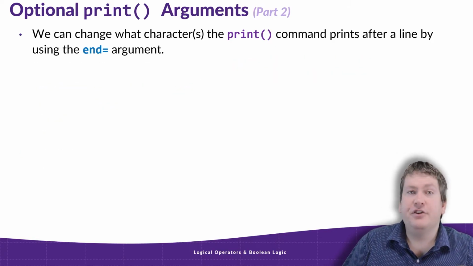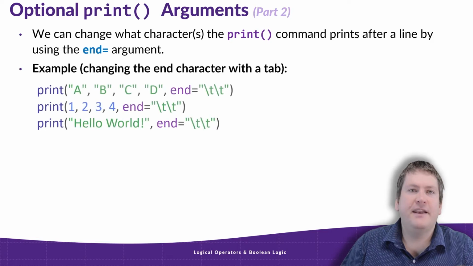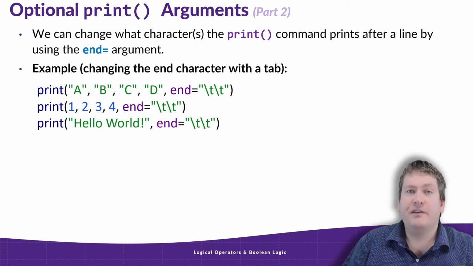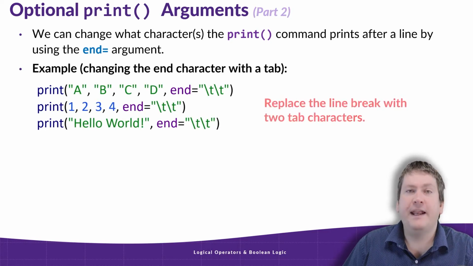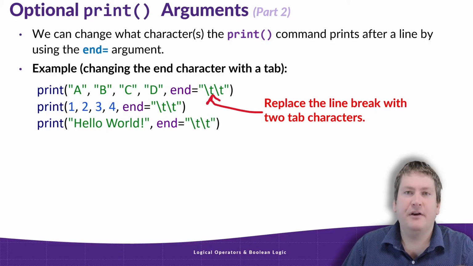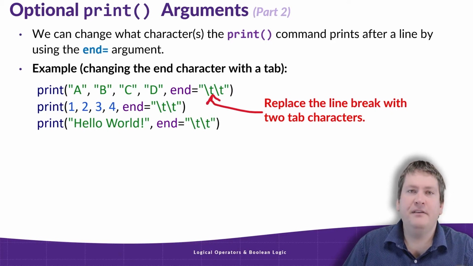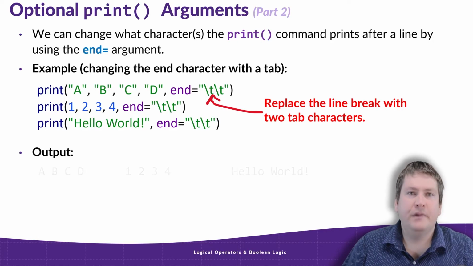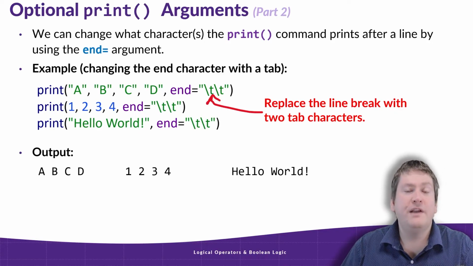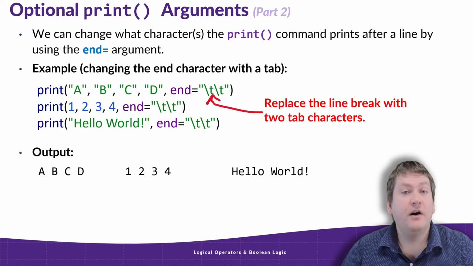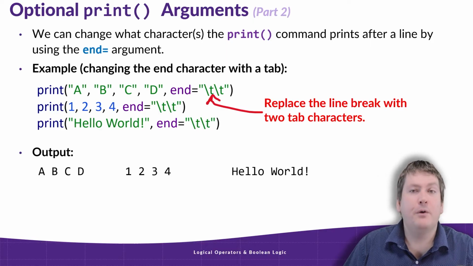But we're not limited to just removing the line break. We can set it to other characters. For example, we are now setting it to 2 tab space characters. And these tab spaces are sort of like a space, but with a little extra width to them. So the output in this case would be A, B, C, D, and then 2 tabs, then 1, 2, 3, 4, 2 tabs, then hello world, all on the same line because we're no longer outputting that line break.